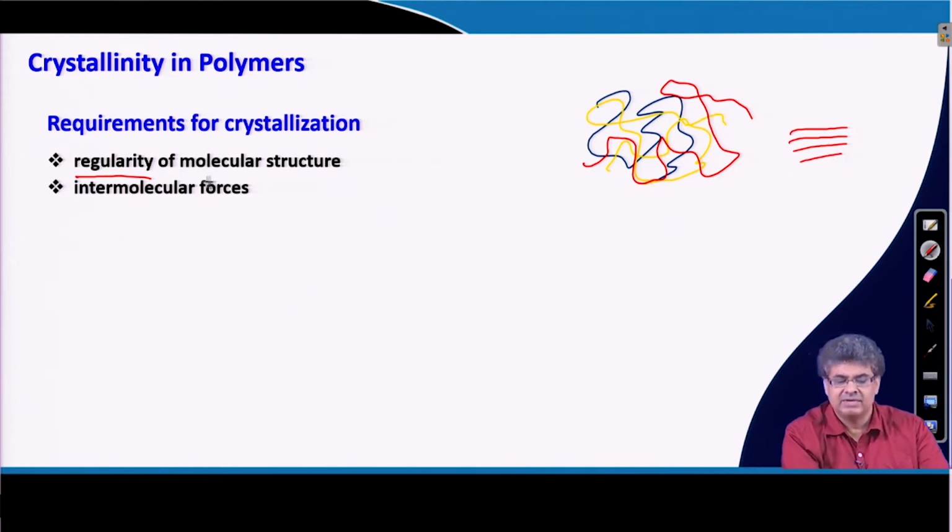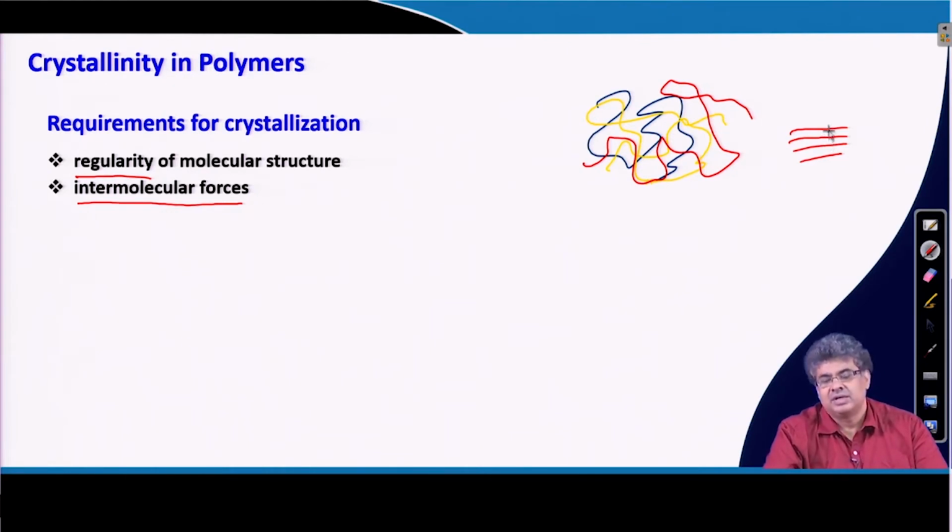Hence, this regularity of molecular structure is a must, and also if these polymers interact with each other, like attract each other, which means the intermolecular forces are high between the polymer chains, then the sample becomes more crystalline, or crystallinity becomes easier to induce in the sample.